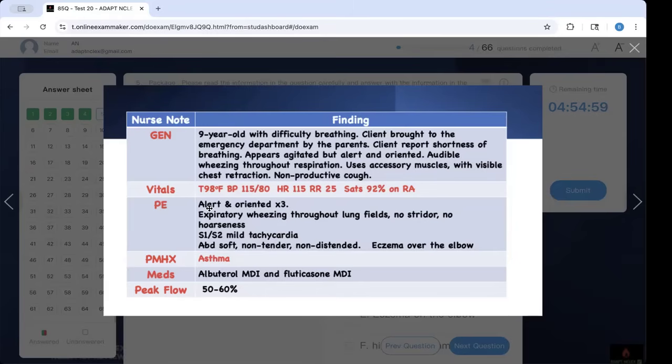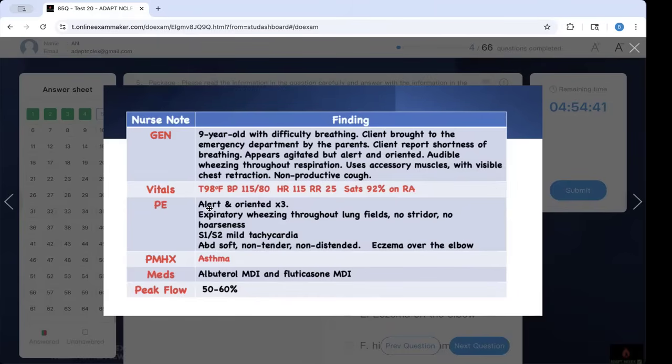Audible wheezing throughout respiration, using accessory muscles with visible chest retraction, non-productive cough. Those are the vitals. So respiratory rate is elevated, but he has what? Expiratory wheezing throughout lung fields. There's no stridor, there's no hoarseness. That tells you that's asthma, right?